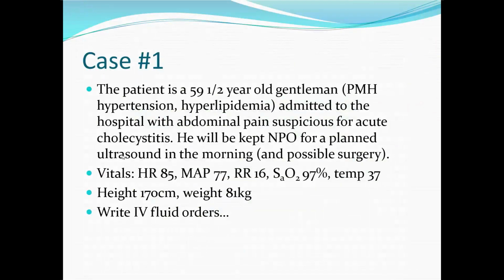Patient's a 59-year-old gentleman without any significant chronic problems who came to the hospital with acute cholecystitis. And so now he's going to be kept NPO. Vital signs are pretty unremarkable. Normal heart rate, normal blood pressure, normal respiratory rate. His oxygen saturations are satisfactory on room air, and he has a normal temperature. And his height and weight are as seen. So what kind of IV fluid orders are we thinking about?